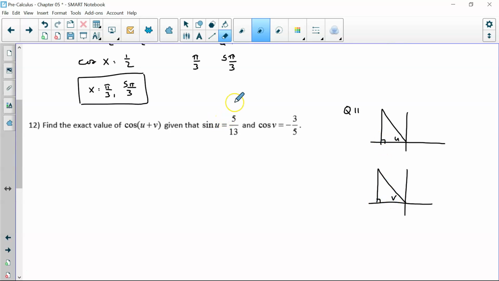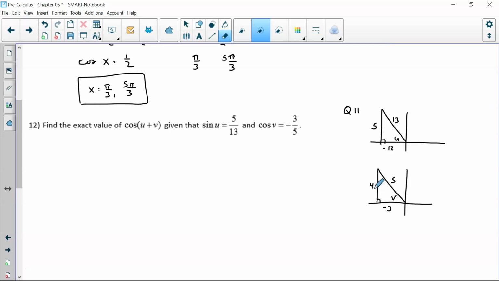Now, we're given for U that the sine is 5/13. So the opposite is 5. The hypotenuse is 13. And using the Pythagorean theorem, you'll know that this third side is 12. And since it's in quadrant 2, it's a negative 12. For triangle V, the cosine is adjacent over hypotenuse. The adjacent is negative 3, and the hypotenuse is always positive. It's a 5. Now, knowing that's a 3 and a 5, the other leg has to be a 4. You can use the Pythagorean theorem to find that.